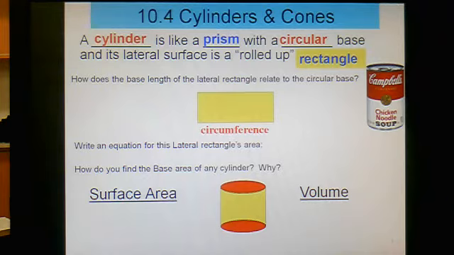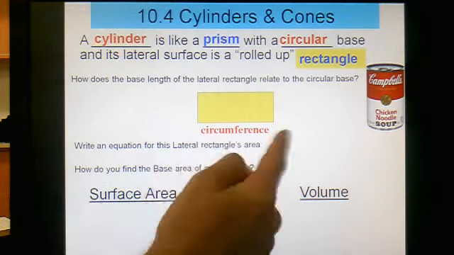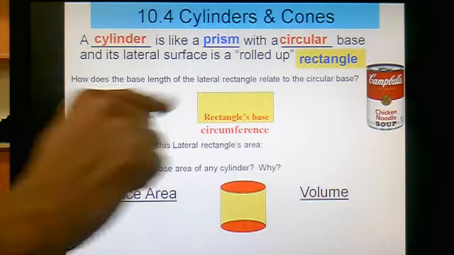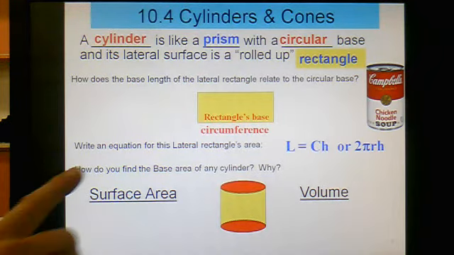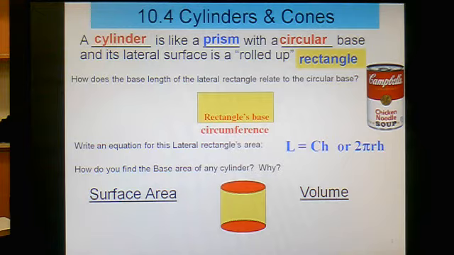So I'm sort of drawing something called a net, which just breaks the shape apart. So this distance is the circumference. This distance is the actual height. So you get your rectangle's base is the same thing as the circumference. So this next question was, write an equation for the lateral rectangle's area.